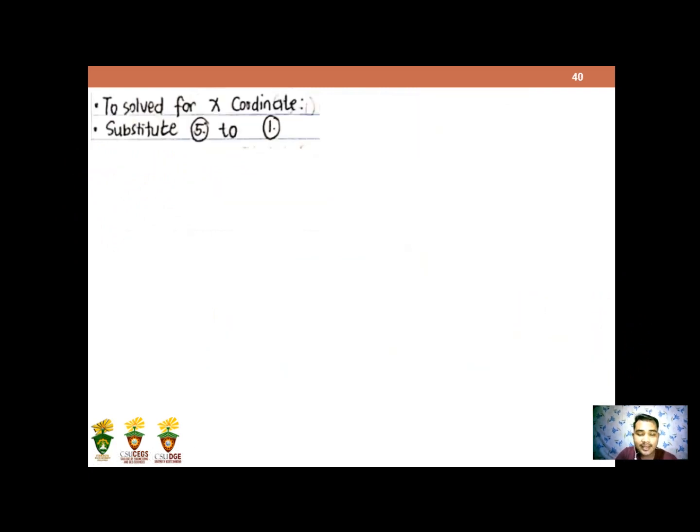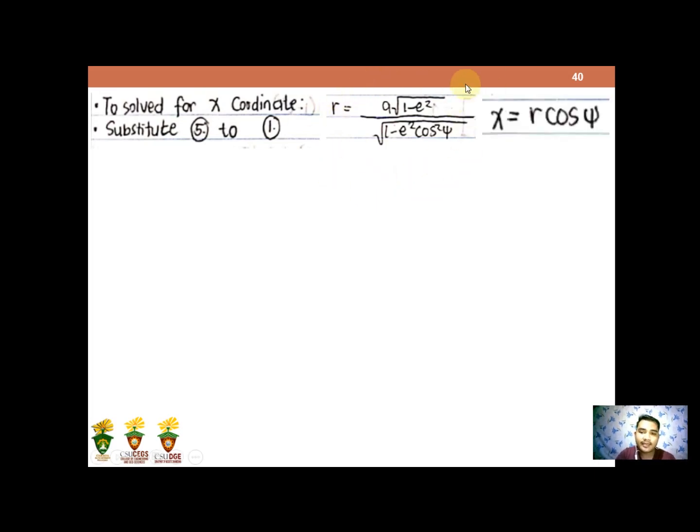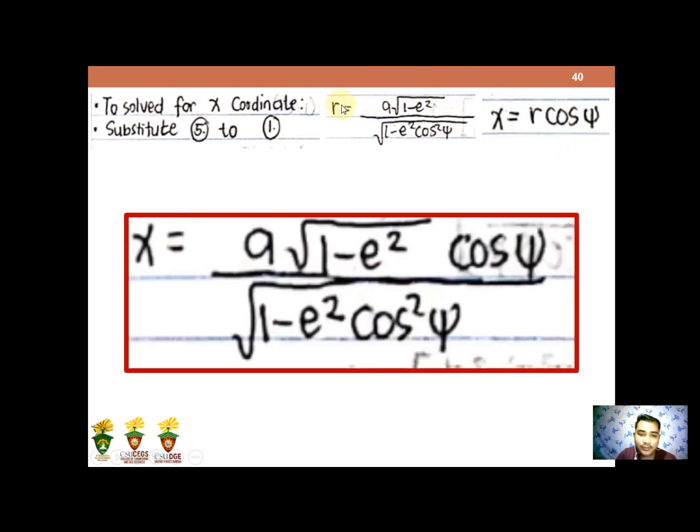And to solve for the x coordinate, let's substitute equation number 5 into equation number 1. This is equation number 5, obtained a while ago, and this is equation number 1. We just substitute r. So we can now have x to be a times square root of 1 minus e squared, and we add cosine, cosine geocentric latitude all over square root of 1 minus e squared cosine squared geocentric latitude.